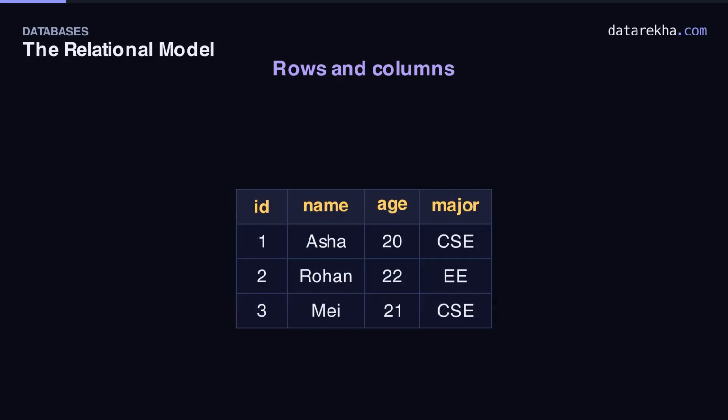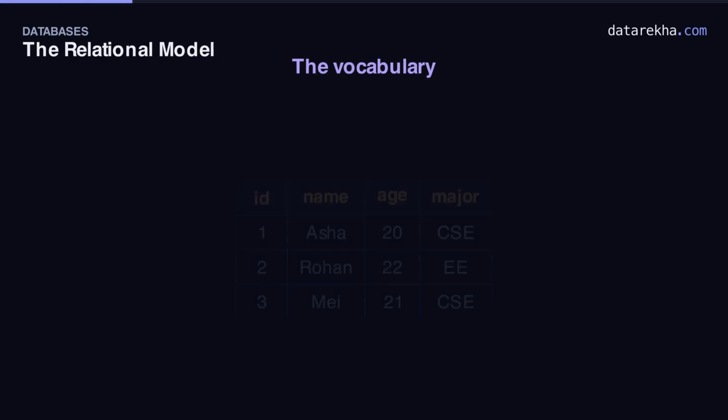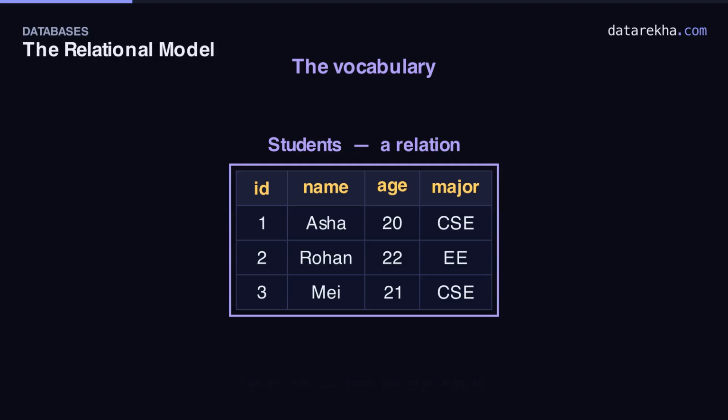But the moment we make this idea precise, give every part an exact name and a few strict rules, it becomes the relational model, the foundation under almost every database you will ever meet. Let's name the parts. The whole table has a name. We call it a relation.